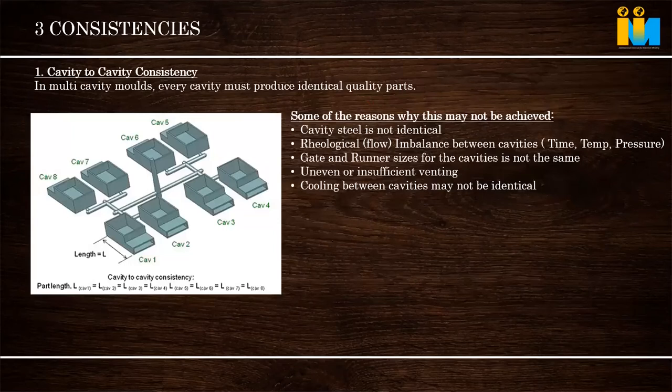I'm going to the next slide. Hope you are able to see the second slide. So consistency: there are 3 kinds of consistency. One is cavity to cavity consistency. Cavity to cavity consistency means if there are multiple cavities in a mold, each and every cavity should behave the same way. This is a problem in many molds. Dimensionally, from a filling point of view, aesthetically, some cavity will give a good aesthetic, but another cavity will give a poor one. So cavity to cavity consistency is very important.